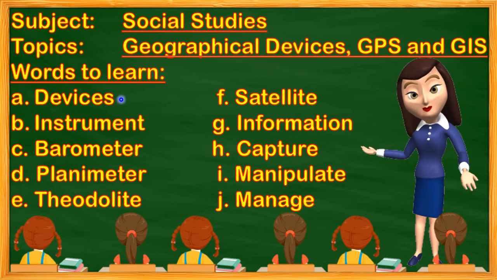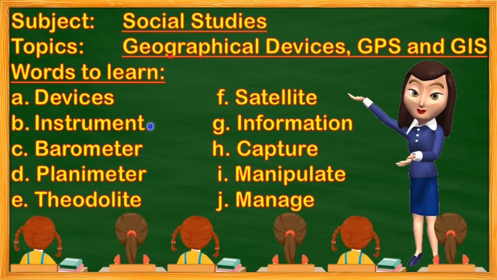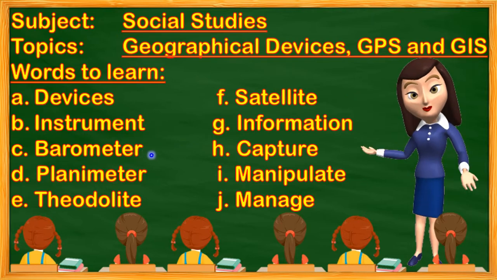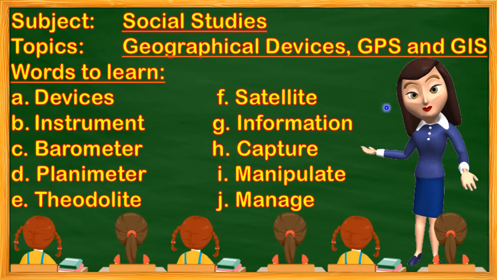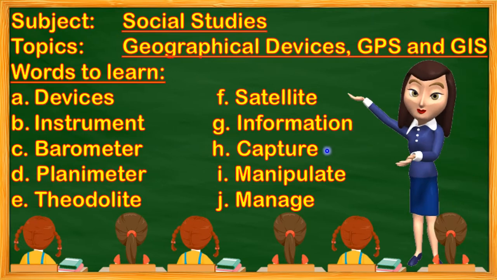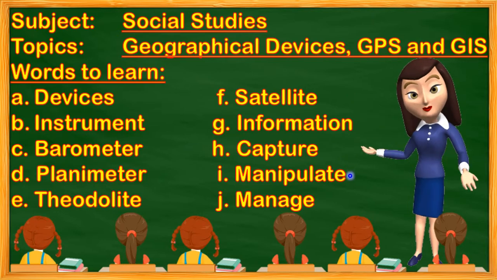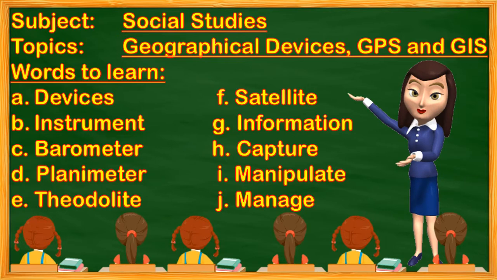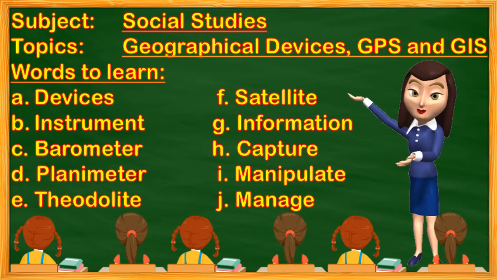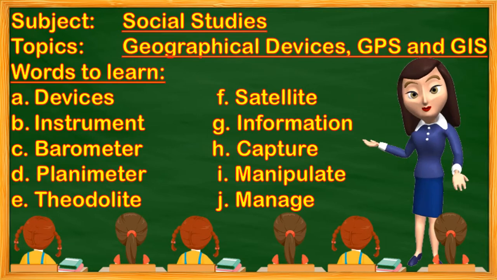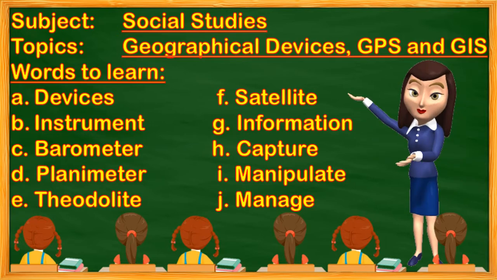Letter A, devices. Letter B, instrument. Letter C, barometer. Letter D, planimeter. Letter E, theodolite. Letter F, satellite. Letter G, information. Letter H, capture. Letter I, manipulate. And letter J, manage. Now class, if there are words that you do not understand in this given vocabulary, you can always open your dictionary, write them down so that you can understand the words better, so you can understand our topic better.